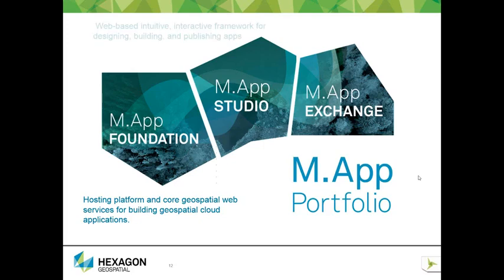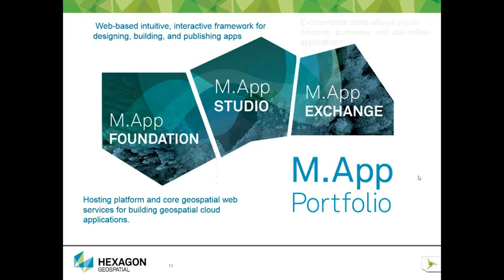Then we have Map Studio. Map Studio is basically a web-based framework for designing, building, and publishing the apps that we are building. So basically, it allows you to connect to the data source, to define the user interface, the contents, and how the app will look like on an easy-to-use web-based user interface.